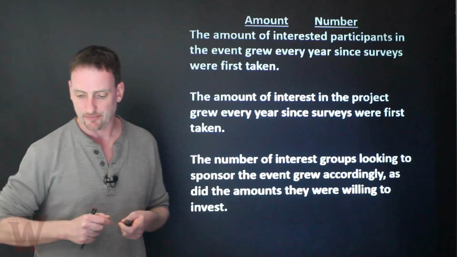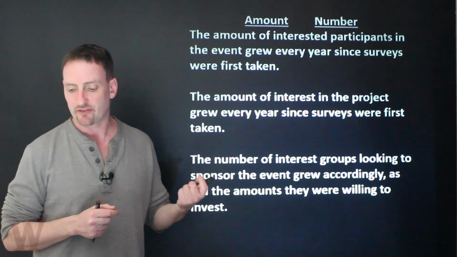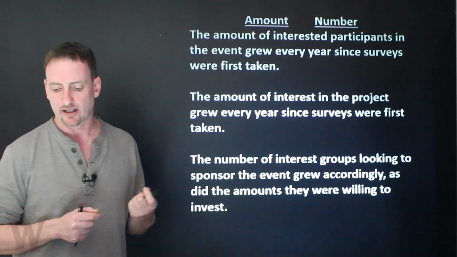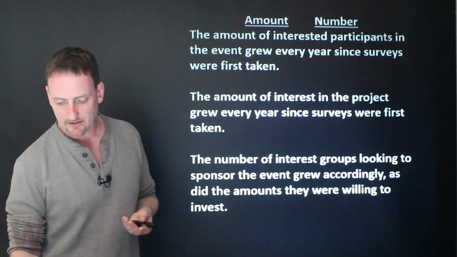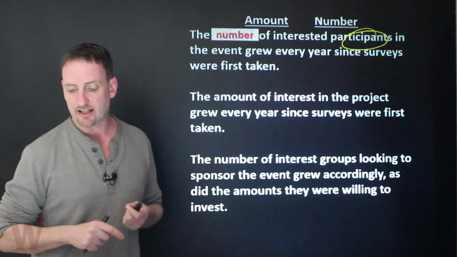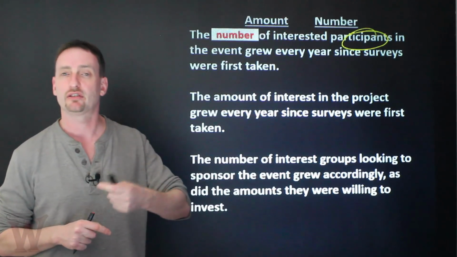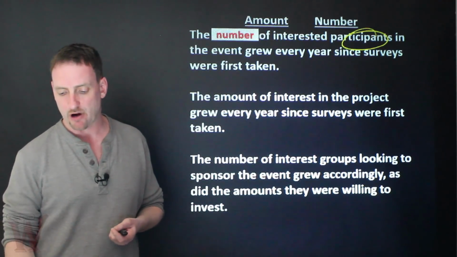Let's look at some examples. The amount of interested participants in the event grew every year since surveys were first taken. So right away, any mistake here? Well, yeah, participants are countable. You can count how many people came. So the correct word should be the number of interested participants. Next, the amount of interest in the project.